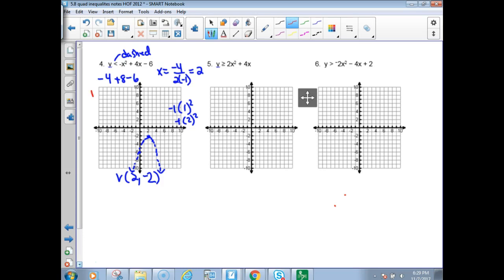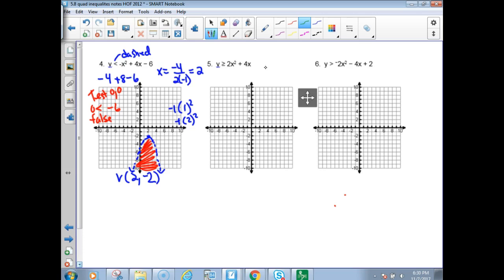So I'm going to test, again, 0, 0. If I put in 0 for y, I get 0 is less than. If I put in 0 for x, I get negative 6. 0 is not less than negative 6. That is false. So we do not shade where 0, 0 is. We shade in between the parabola, underneath the parabola. Okay, now another way to look at this, you may notice that when it's less than, it's underneath the graph, and when it's greater than, it's above the graph. That's another way to think of it. Maybe some of you noticed that. But I'm going to continue doing it by testing a point.